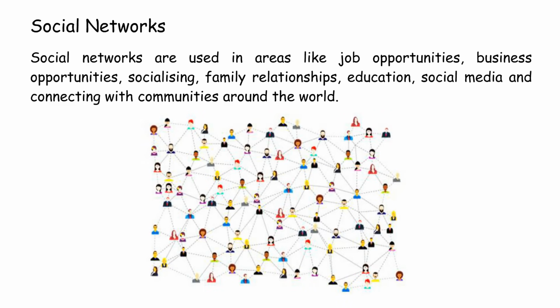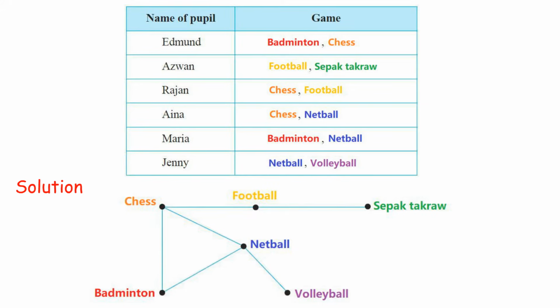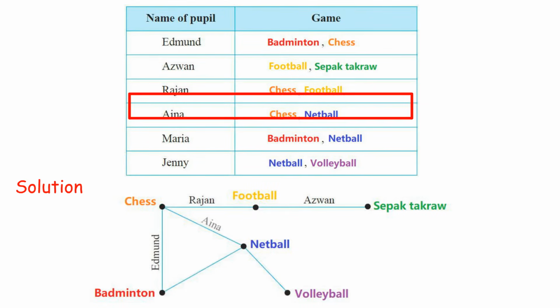Social networks. Social networks are used in areas like job opportunities, business opportunities, socializing, family relationships, education, social media, and connecting with communities around the world. Example: the table below shows the data of 6 pupils, and the games that they like. Represent the information in the form of a network. Let the vertices represent types of games, and the edges represent the pupils' names.